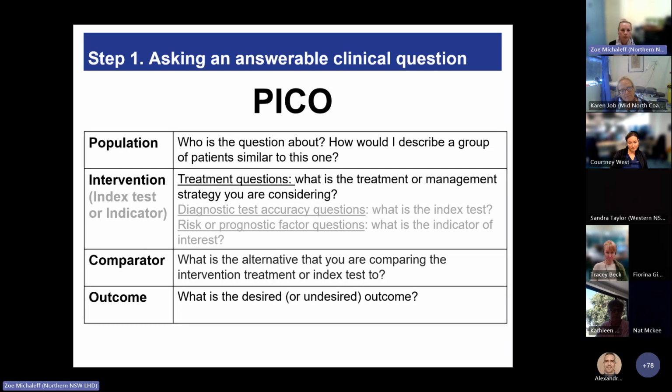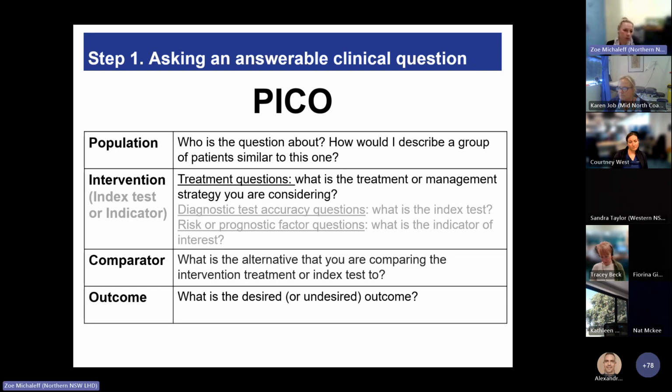So P is for population. So who's your question about? If you're thinking about that patient standing in front of you, how would you describe that patient if it was in a group of patients similar to this one? So you could define or describe that patient based on their age. Was it a child? Was it an adult? You could be more specific and provide details in terms of the age specifically that you're after, so over 65s or over 18. You could describe that patient based on the condition that they're presenting with, or perhaps the chronicity of that condition, was it an acute or chronic condition. Ideally, you want to think about describing your population in as much detail as possible.